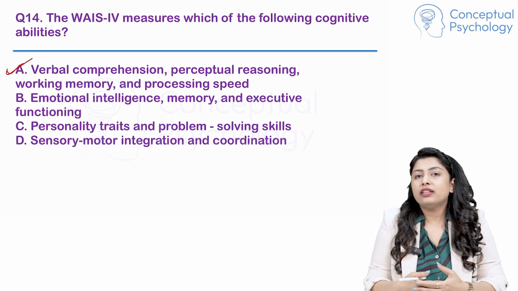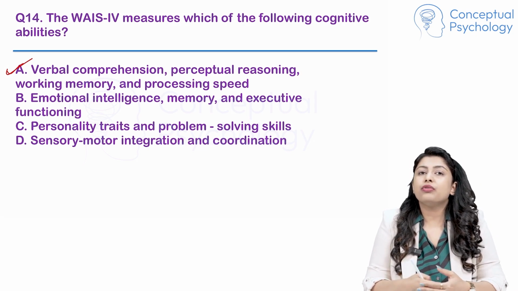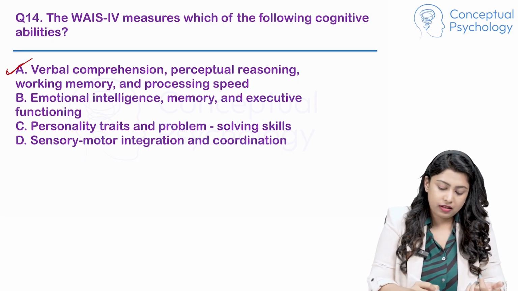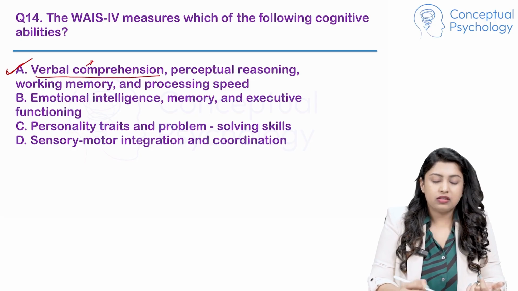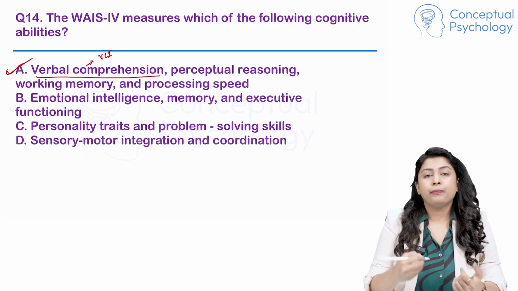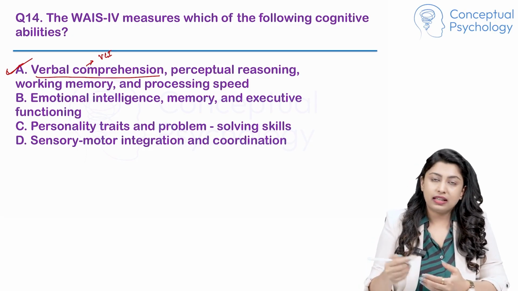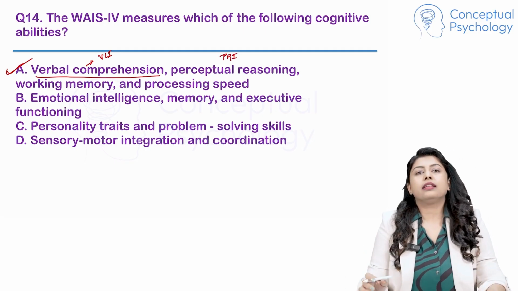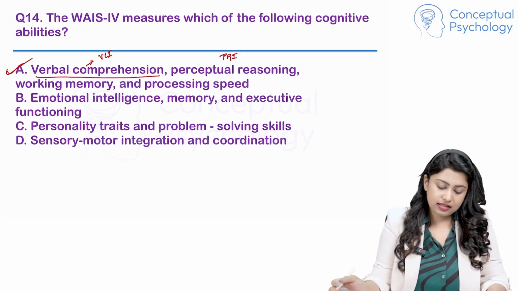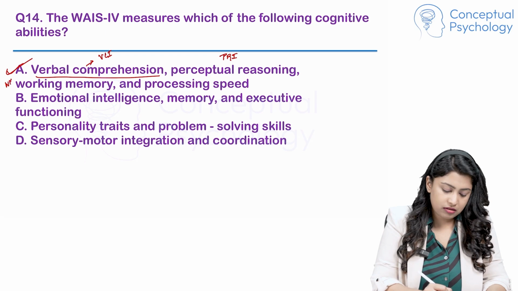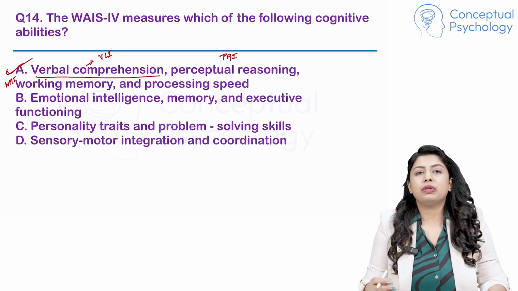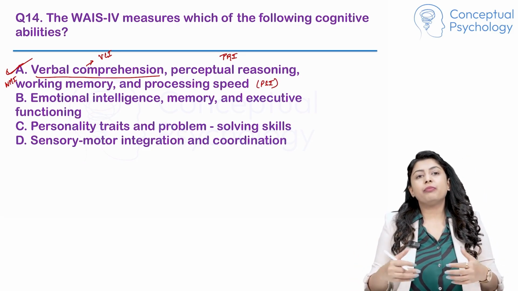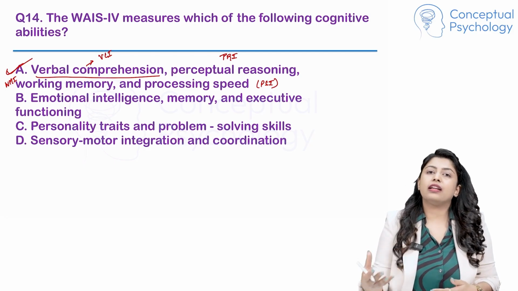Okay, so the Wechsler Adult Intelligence Scale 4 is organized into 4 primary index scores. One is the Verbal Comprehension Index, in short known as VCI. Then there is the Perceptual Reasoning Index, then the Working Memory Index, and the Processing Speed Index. So these four domains provide a comprehensive assessment of adult intellectual functioning.